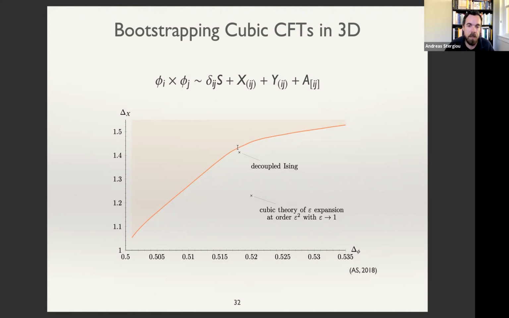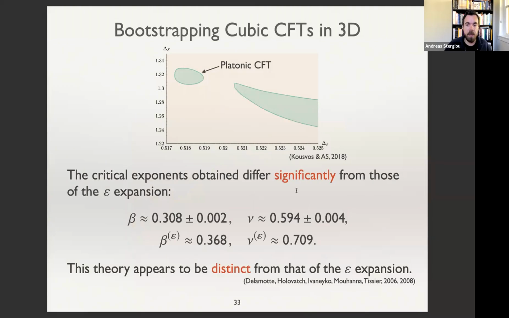And of course, it's a question if this distance is numerically significant or not. When I pushed the numerics, this didn't move towards the decoupled, it seemed to stay stable. So the speculation was then that there is a theory that saturates this bound that is distinct from the decoupled theory, and distinct from the theory of the epsilon expansion. And with some further work with Stefanos Kousvos, we managed to isolate an island for this theory, which we call the Platonic CFT.